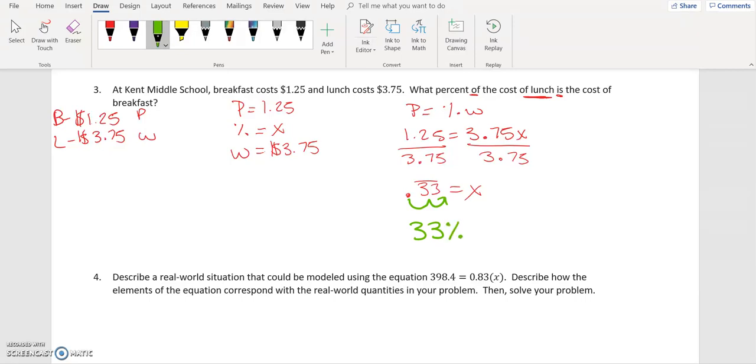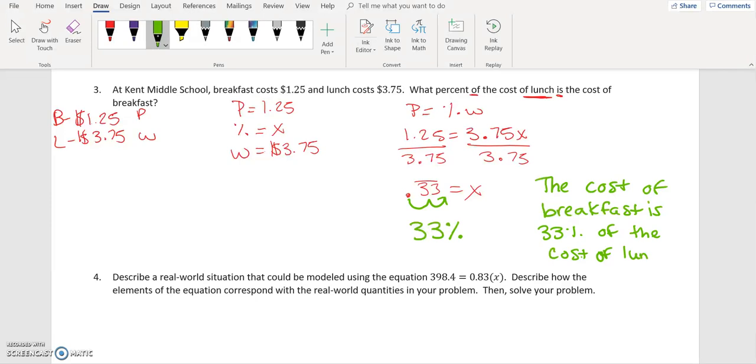So 33%. So the cost of breakfast is 33% of the cost of lunch.